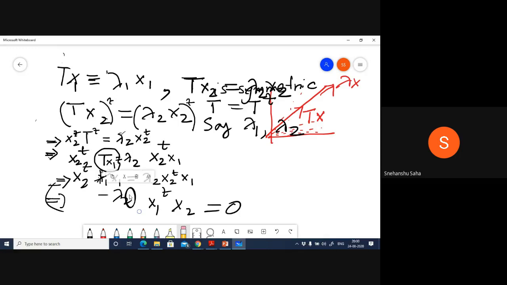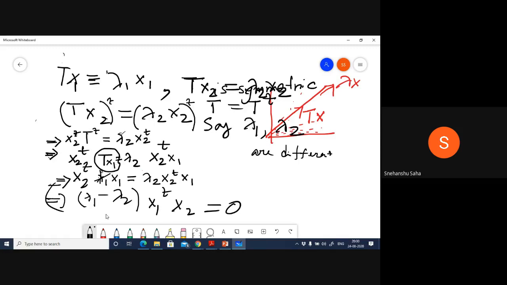This is from. Actually, I should have erased this. This is lambda 1. Okay, would you agree? Now, what did we say? We said that lambda 1 and lambda 2, these two are different from each other. So that means your lambda 1 minus lambda 2 cannot be equal to 0, right? Because lambda 1 and lambda 2 are two real distinct eigenvalues.